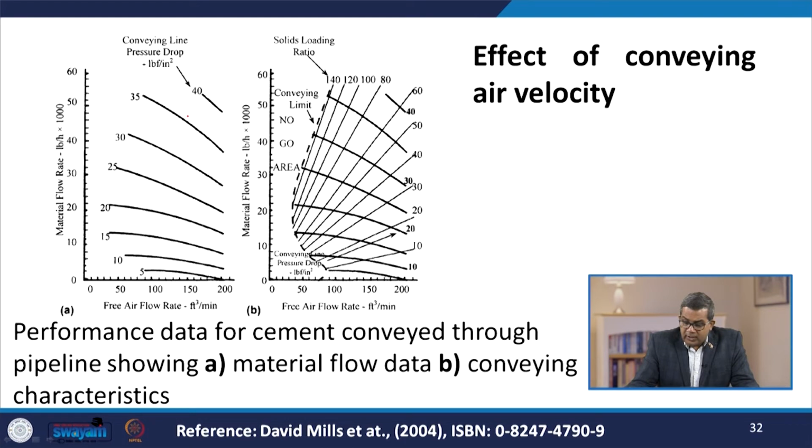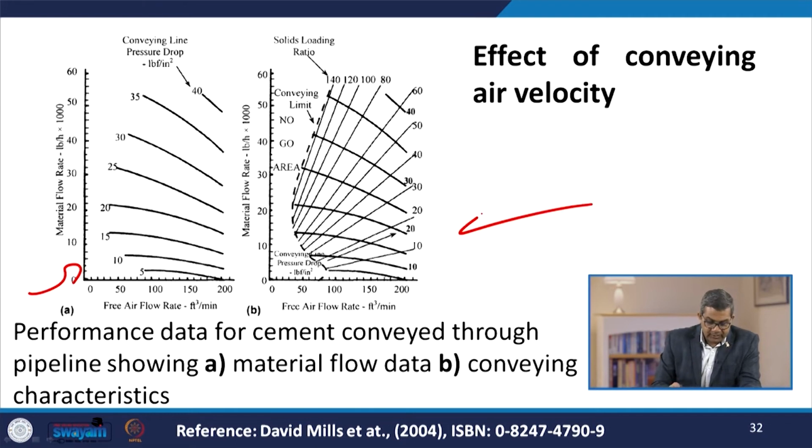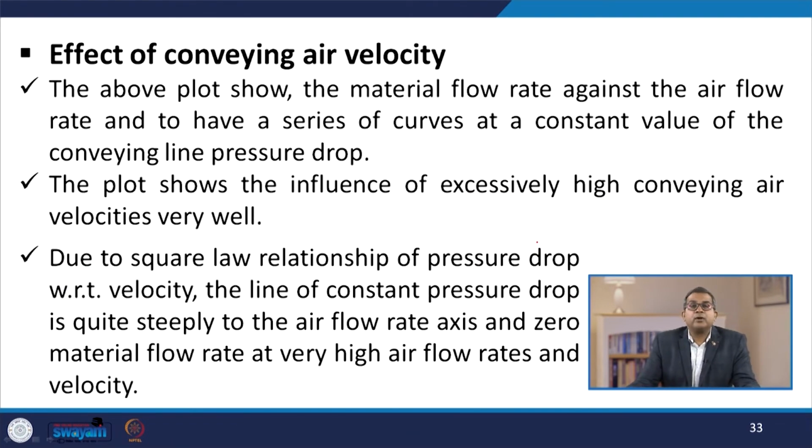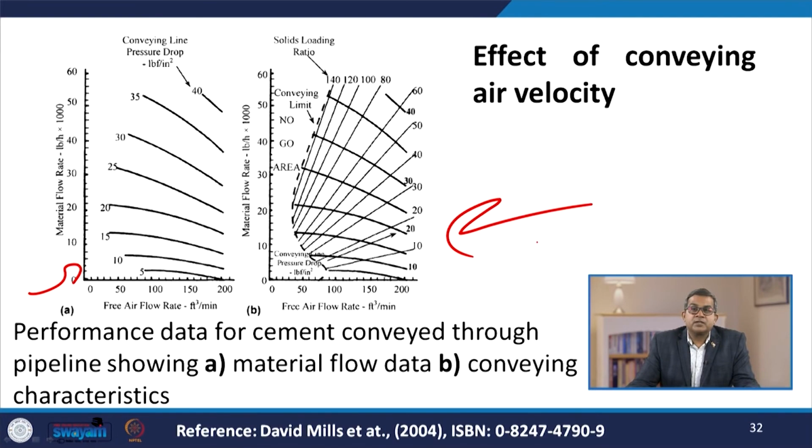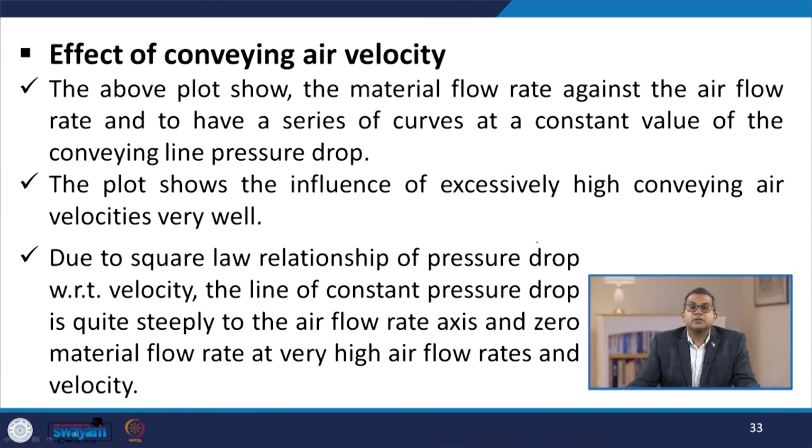Now, let us talk about the effect of conveying air velocity. This is the performance data for the cement conveyed through the pipeline. This shows the material flow data, and this shows the conveying characteristics. So, when we talk about the effect of conveying air velocity, this plot which we discussed here shows the material flow rate against the air flow rate, with a series of curves at a constant value of the conveying line pressure drop.